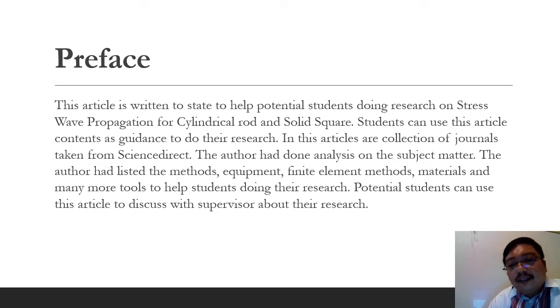Okay, the author, which is myself, has done analysis on the subject matter. I myself have listed methods, equipment, finite element method, materials, and many more to help students doing their research. Potential students can use this article to discuss with your supervisor what the contents are and what material and equipment you have in your research institution. You can use it. The equipment that you do not have in your institution, you may ignore.